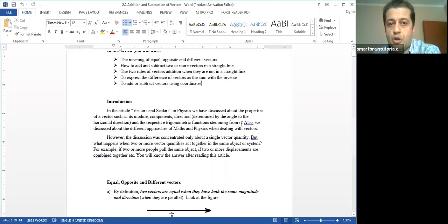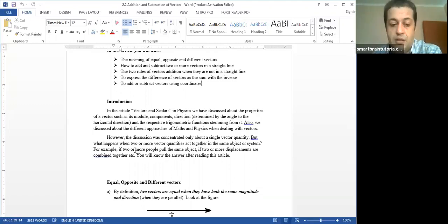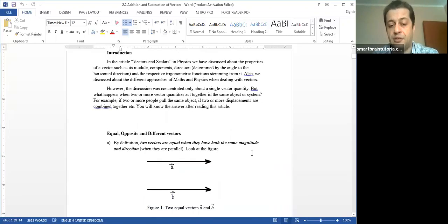We saw the cosine of the angle theta, the sine, the tangent, cotangent, and so on. However, the discussion was concentrated only on a single vector quantity. But what happens when two or more vector quantities act together on the same object or system? For example, if two or more people pull the same object, if two or more displacements are combined together, etc. You will know the answer after reading this article.